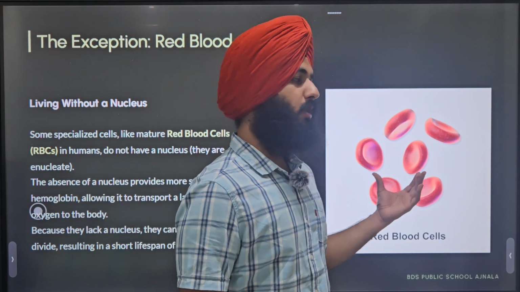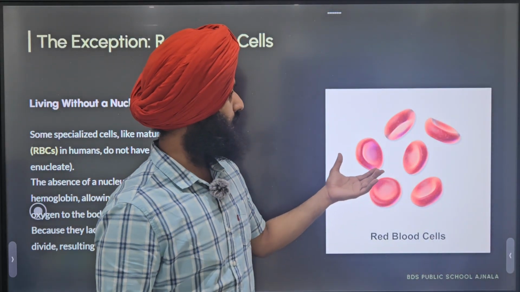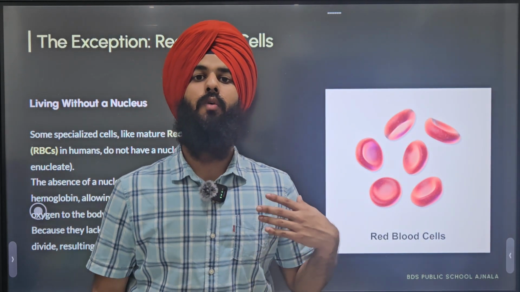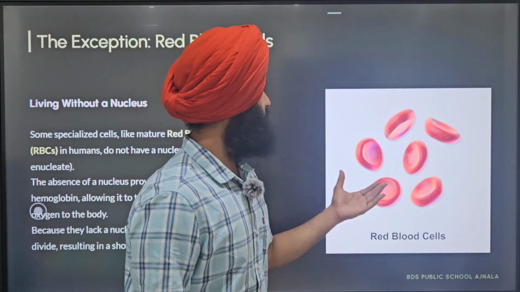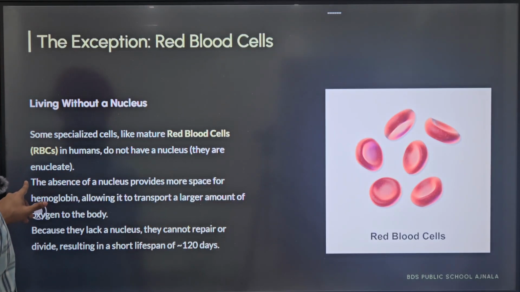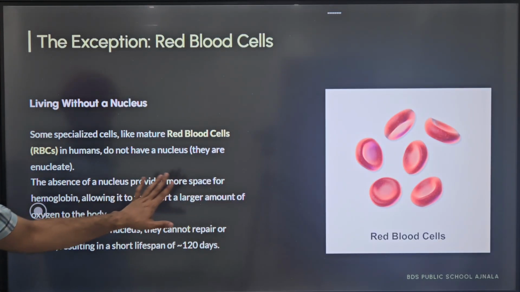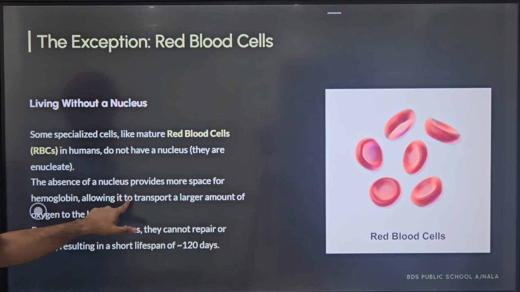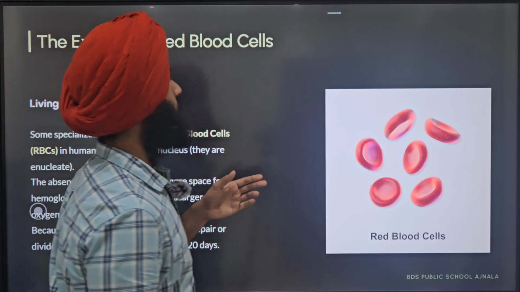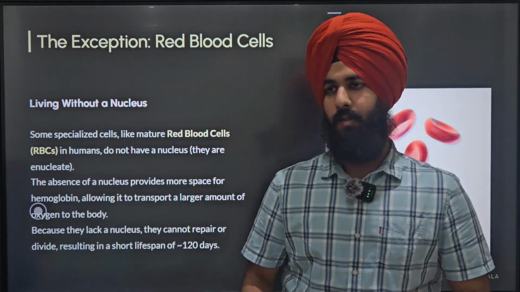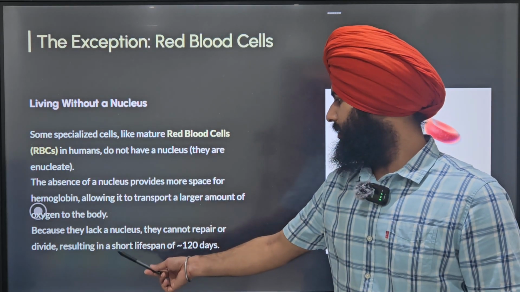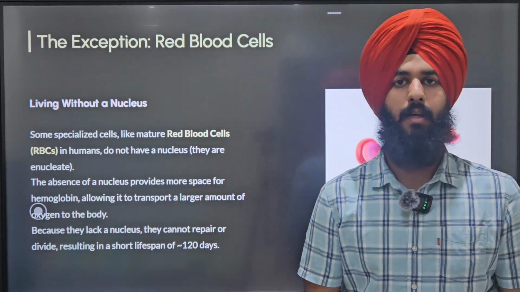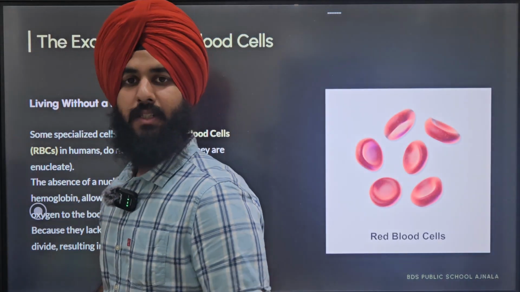Some specialized cells like mature red blood cells in humans do not have the nucleus, and the reason is the specialized part. Basically the reason is so that it can carry more oxygen, more of the materials that the red blood cells need to carry. So that is the main reason for them not carrying the nucleus. The absence of the nucleus provides more space for hemoglobin, allowing it to transfer a large amount of oxygen to the body. So that is why the nucleus is missing. Because they lack a nucleus, they cannot repair or divide, resulting in a short lifespan of 120 days.